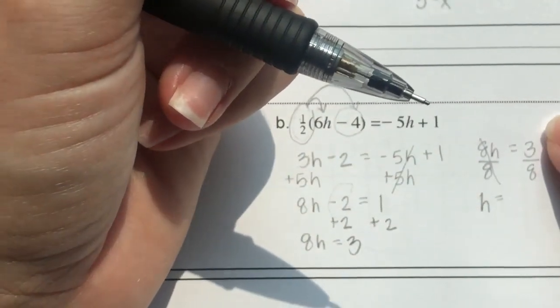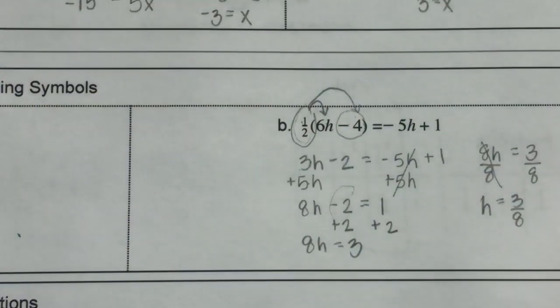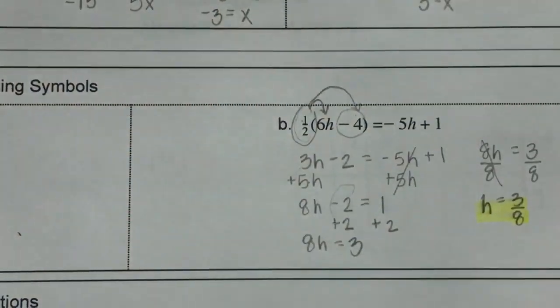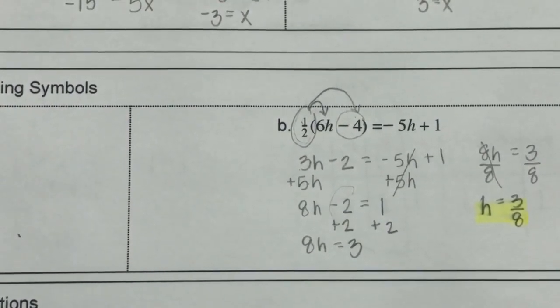You're just left with h equals, and then I can't really divide 3 by 8 and get a whole number out, so I'm just going to leave that as a fraction, and that fraction is already reduced because I cannot divide them both by the same number. So h equals 3/8.